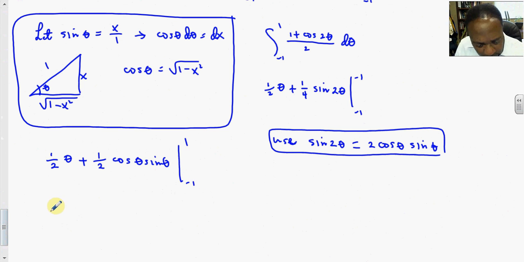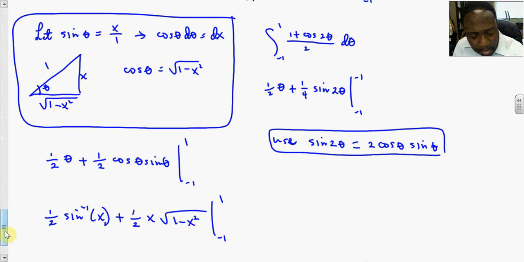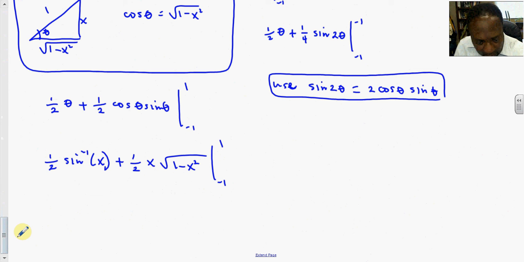So the theta, this is 1/2. This is going to be the sine inverse of x now, right? Because it's with respect to x. And then this is plus 1/2. The cosine is the square root. And then the sine theta is x. So this is x times the square root of 1 minus x squared. Evaluate that from -1 to 1.